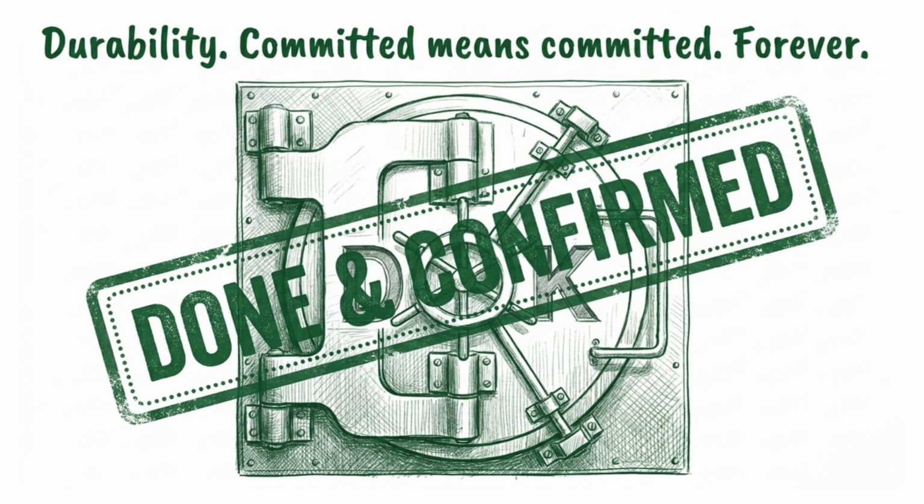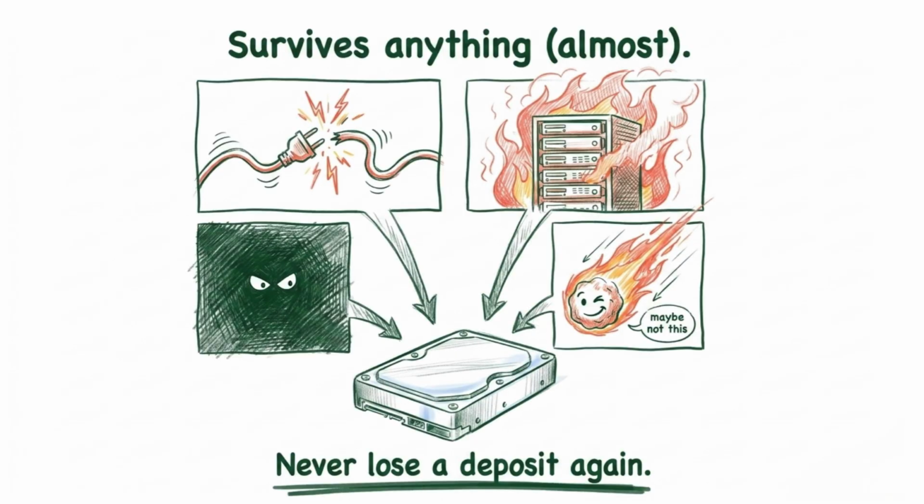Durability. Committed means committed, forever. The fourth and final property is durability. Once a transaction is committed, once the database stamps it done and confirmed, that data is permanent. It doesn't matter what happens next. Power cut, server fire, hardware failure. The committed data survives. It is written to permanent storage and will be exactly where you left it when the system recovers.